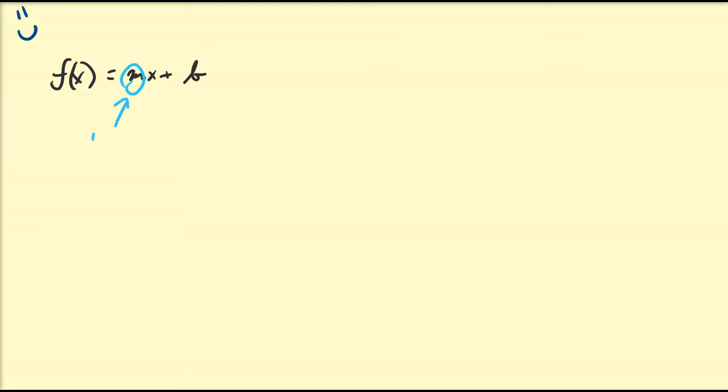Here m is typically referred to as the slope of the linear function and b is typically referred to as the vertical intercept of the linear function. And if we're talking about y's and x's, some people refer to it as the y-intercept.